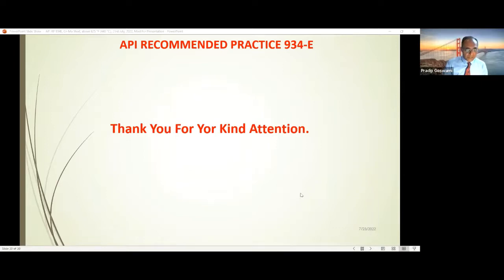Next question is from Mr. Gyanjit Mohanty. He says, NDE required after post-weld heat treatment or before post-weld heat treatment, please give any standard reference. Well, this is as per your design specifications or an adopted RP.